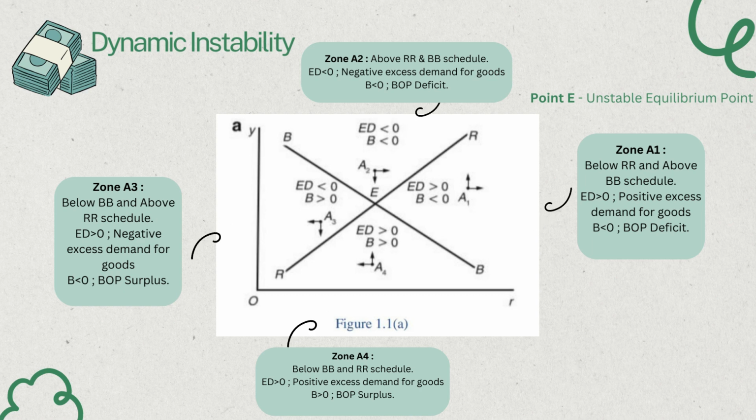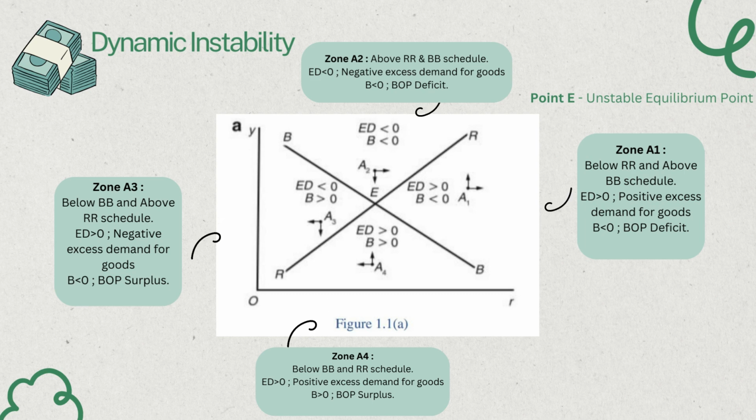Here, point A1 lies below the RR schedule and above BB schedule. It implies positive excess demand for goods and balance of payment deficit. In zone A2, the A2 point is above the RR schedule and BB schedule. It implies negative excess demand and BOP deficit. Moving on to zone A3. Here A3 point is below BB and above RR schedule. It represents negative excess demand for goods and BOP surplus. In zone A4, point A4 is below BB and RR schedule. It shows positive excess demand and balance of payment deficit.